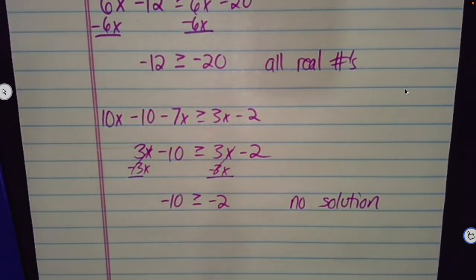Okay. Still several of these left. I don't know how we're doing on time. 9:41. Okay, we're doing okay on time.